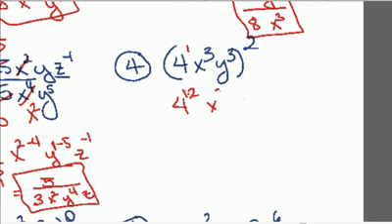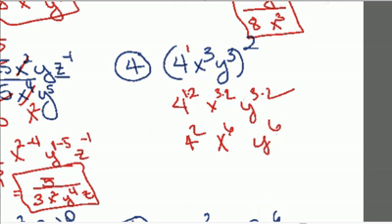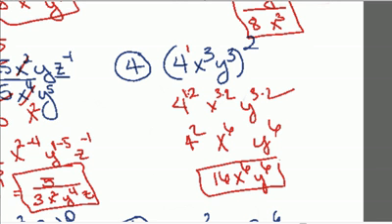And then 3 times 2, and then again 3 times 2. So this one wasn't as bad as the last one. We got 4 squared, x to the 6th, y to the 6th. So that's 16 x to the 6th, y to the 6th.